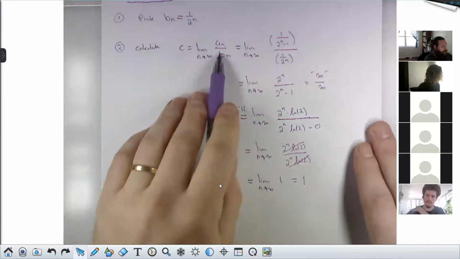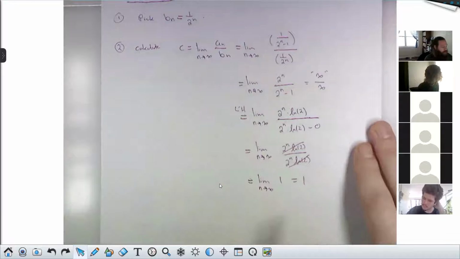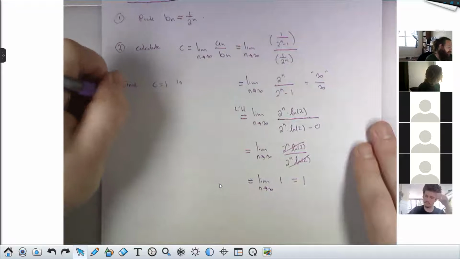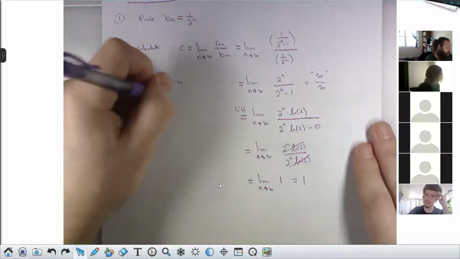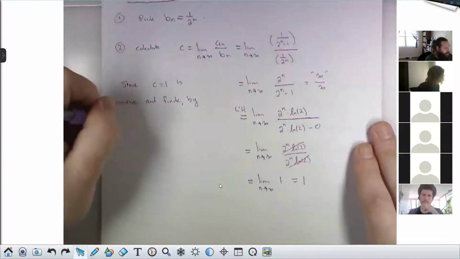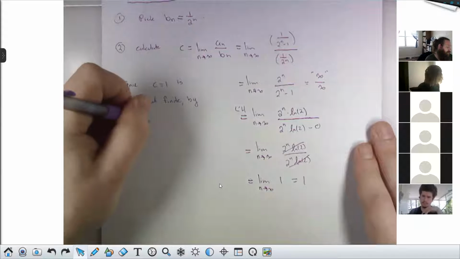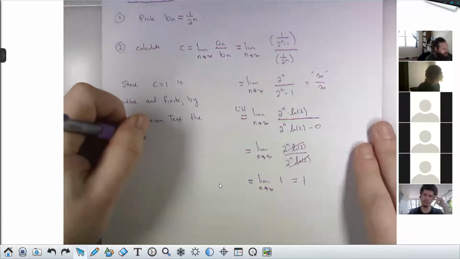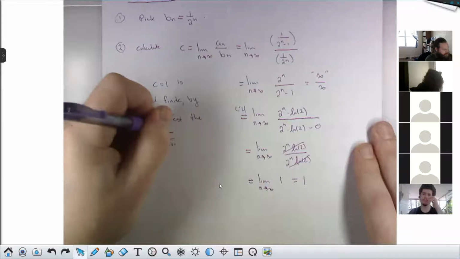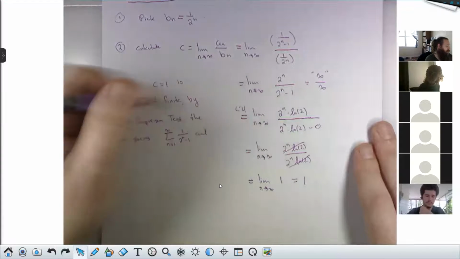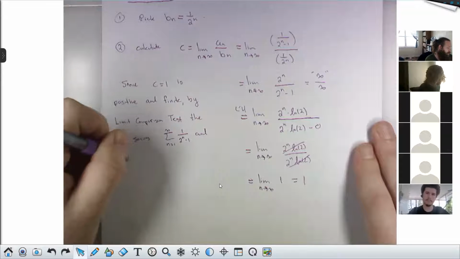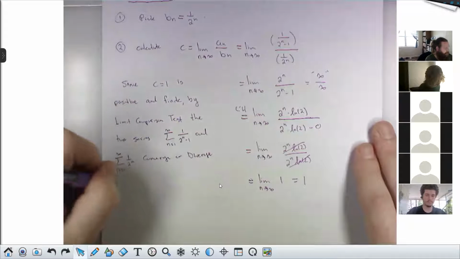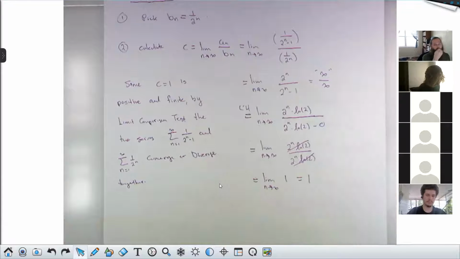So the limit of a_n over b_n, the number we call c, in this case comes out to 1. Since c equals 1 is positive and finite, by the limit comparison test, the two series, sigma n equals 1 to infinity 1 over 2 to the n minus 1 and sigma n from 1 to infinity 1 over 2 to the n, converge or diverge together. That's what the limit comparison test says.